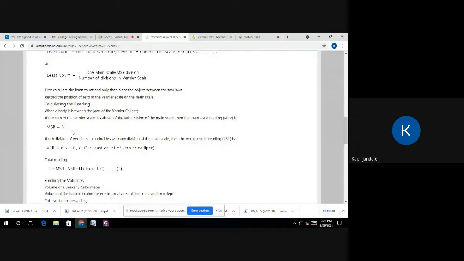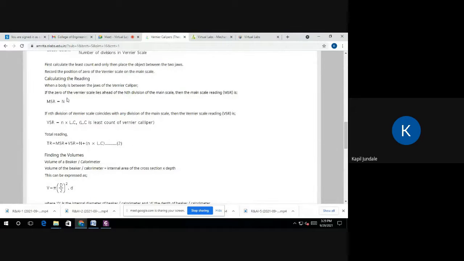Calculate reading. Now how will we calculate the reading? If the zero of the vernier scale lies ahead of the nth division of the main scale, then the main scale reading, MSR, is equal to n.